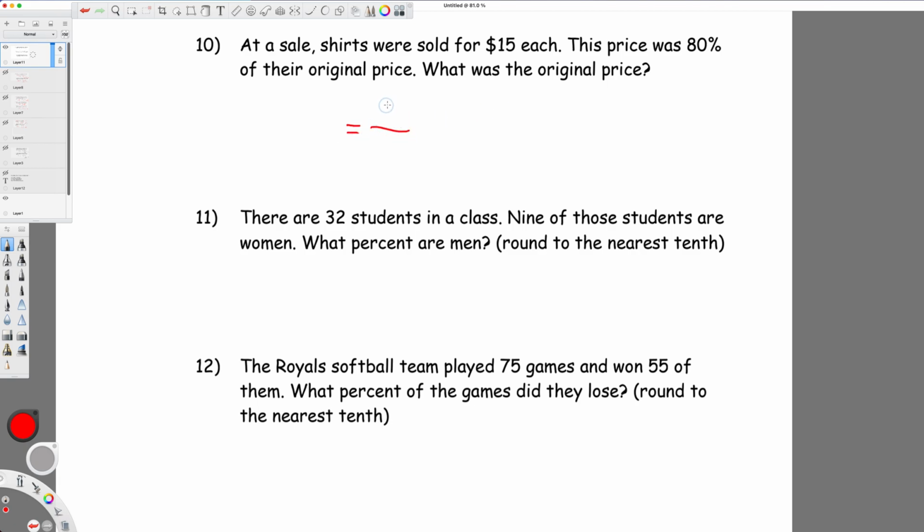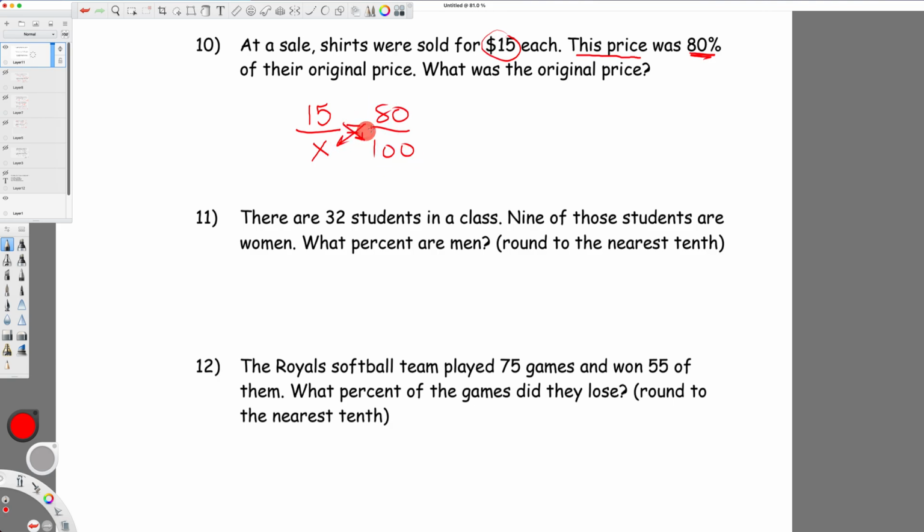So when I write my proportion and I put that 80% over 100 as a very first step, I need to think that 80% is of the original price. It's what led to that $15. This $15 is 80% of the original price. So this $15 goes in the same position in the proportion as the 80%, because this price, referring to the 15, was 80% of the original price. So $15 out of some original price, don't know what it is, is 80% out of 100.